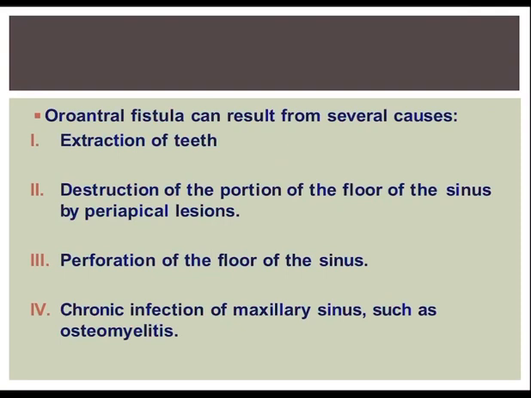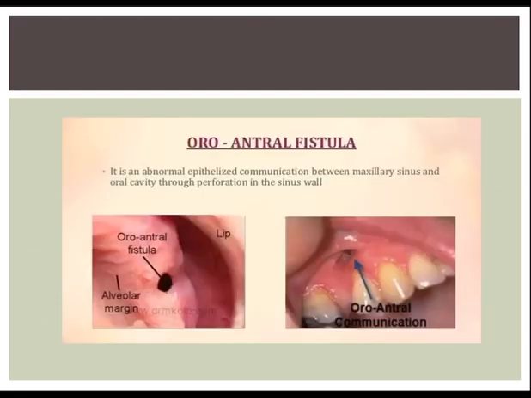Oroantral fistula can result from several causes: extraction of teeth, destruction of a portion of the floor of the sinus by a periapical lesion, perforation of the floor of the sinus, and chronic infection of the maxillary sinus such as osteomyelitis. Here in this picture we can see an oroantral fistula, which is an abnormal epithelialized communication between the maxillary sinus and the oral cavity through a perforation in the sinus wall.